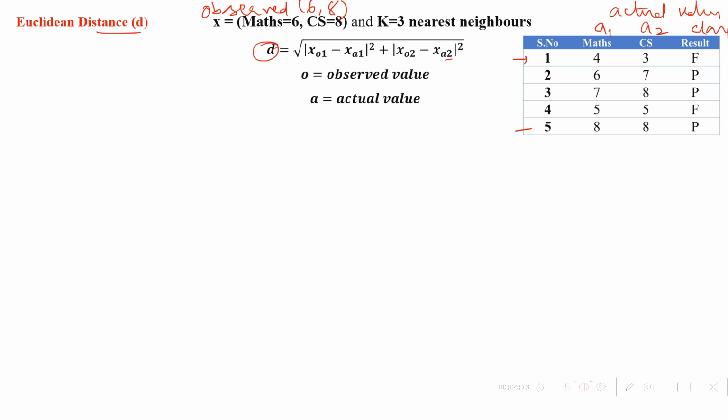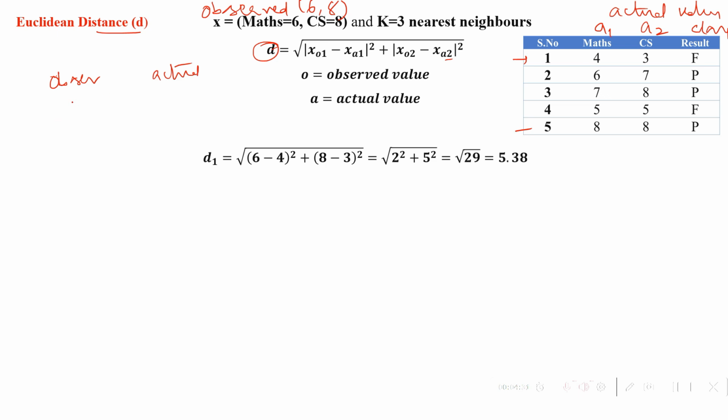This simply gives the similarity measure. Now we are going to find the first similarity between the actual value and the observed value. The observed value is 6, 8, and the first actual value is 4, 3. We are going to find out the similarity between 6, 8 and 4, 3.